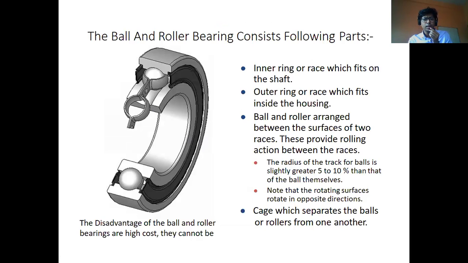Now, this roller bearing consists of the following parts. One is the inner ring, and there is an outer ring. This is the ball. Inside is the inner ring, outside is the outer ring. Ball or roller: in some cases a ball is used, in some cases a roller is used. And the cage, which supports the ball or roller in position.